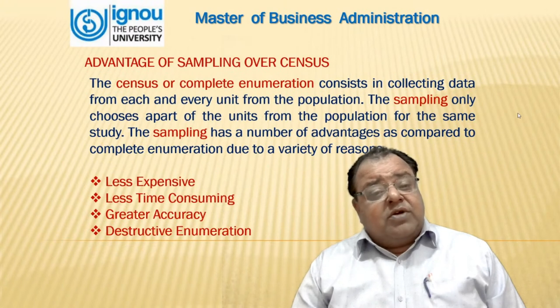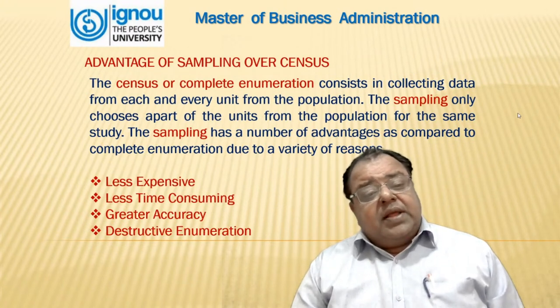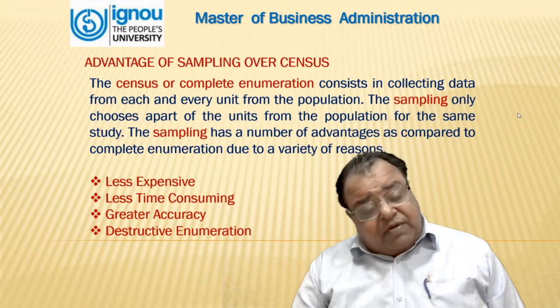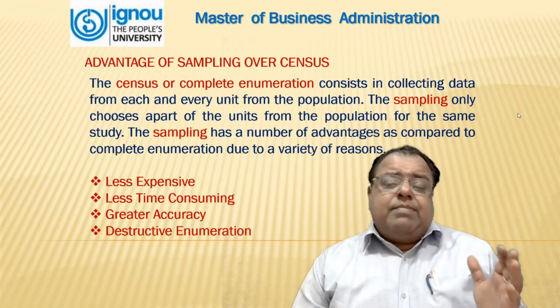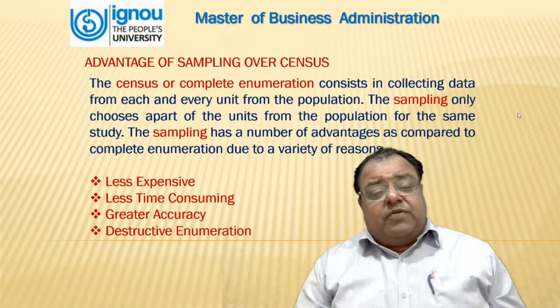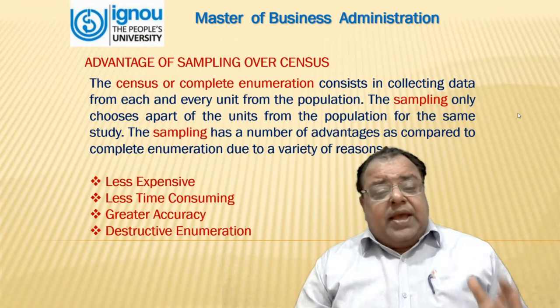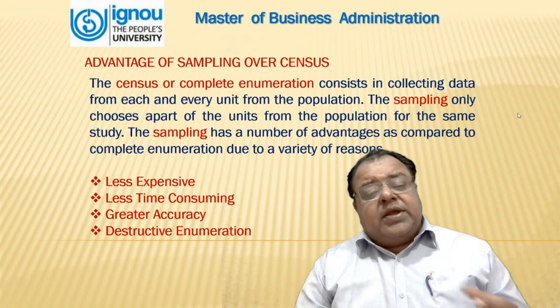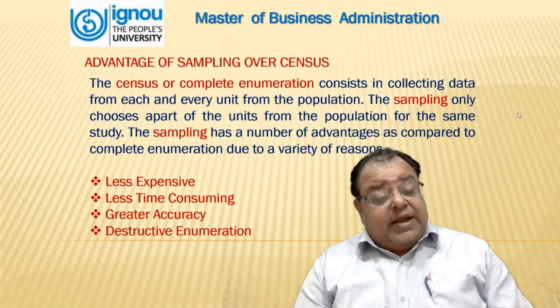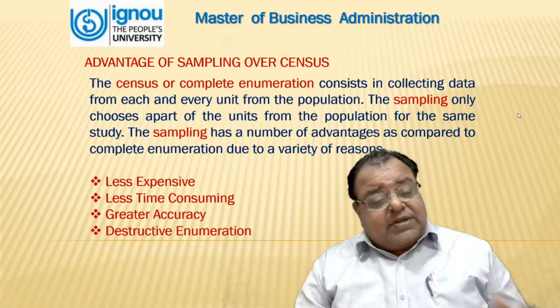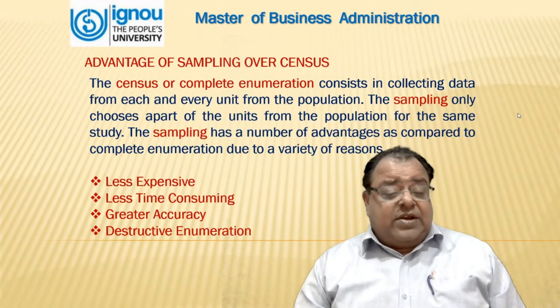What are the advantages of sampling over census? The census or complete enumeration consists in collecting data from each and every unit of the population. The sampling only chooses a part of the units from the population for the sample study. The sampling has a number of advantages as compared to complete enumeration due to a variety of reasons. It is less expensive, less time consuming, greater accuracy is there, and it is useful where enumeration is destructive.